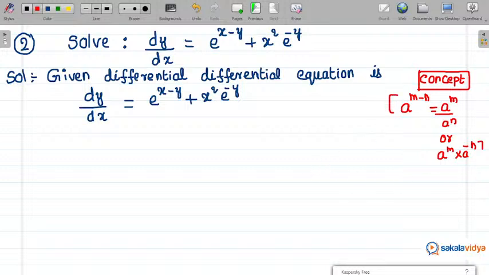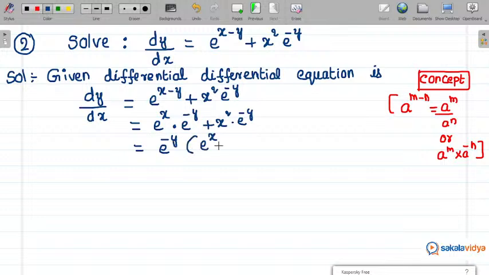So using this concept, now we can write this as e to the power of x into e to the power of minus y plus x square into e to the power of minus y. Can we take anything common? Yes, why not? e to the power of minus y we can take out common: e to the power of minus y times e power x plus x square. See, e power minus y is a function of y, whereas e power x plus x square is a function of x. So they can actually be separated now.